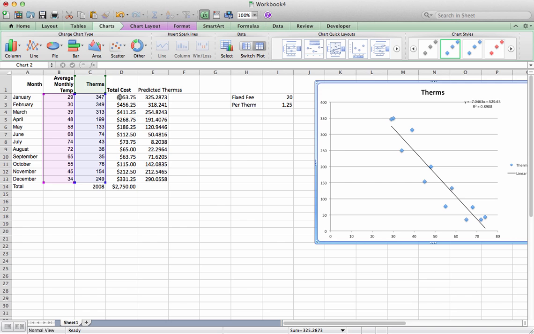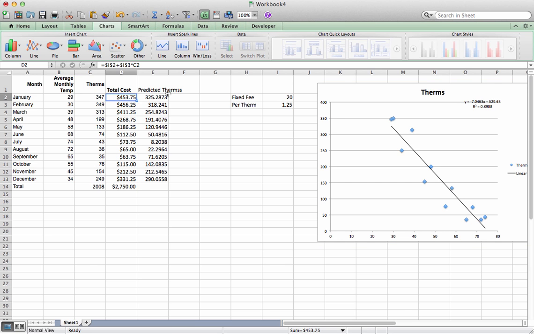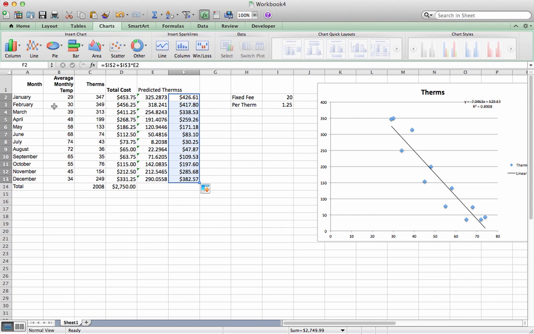So we could take this cost here and copy it, and now we'll drag this down. Now we would have our predicted costs given these average temperatures. We could now go in and change these temperatures. Let's say that we're predicting a colder year next year, and we could see what our predicted costs would be based on that.